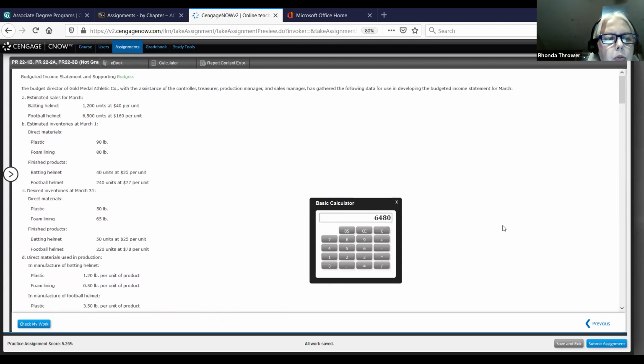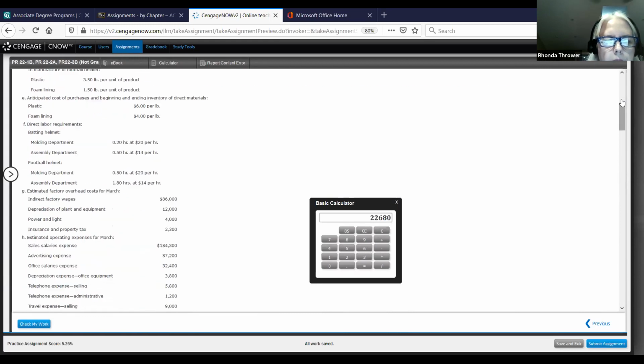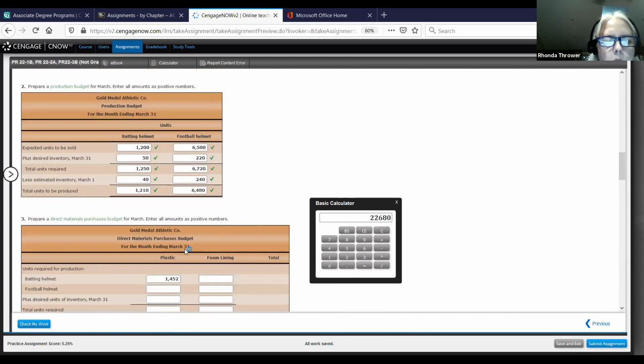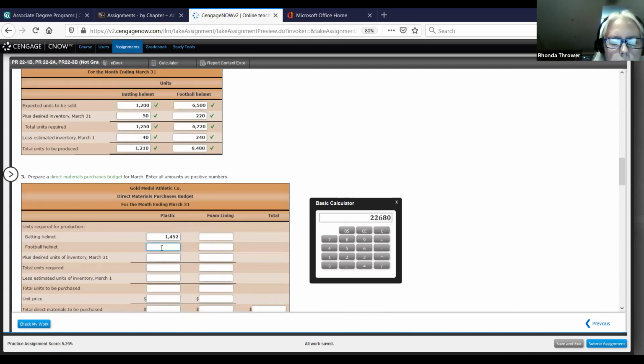So we're going to go back up to the top. We're going to look at part D. And for the football helmets, the plastic amount was 3.5 pounds. So this 6,480 is going to be multiplied by 3.5 pounds. And the total pounds will be 22,680 of plastic that it's going to take for the football helmets.